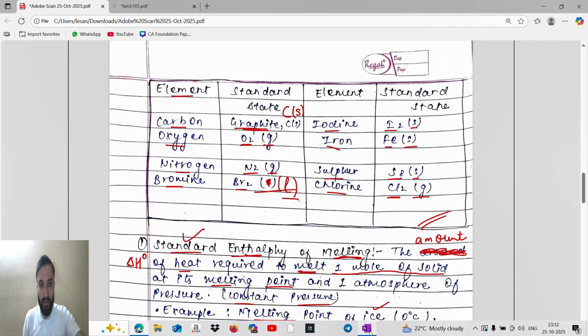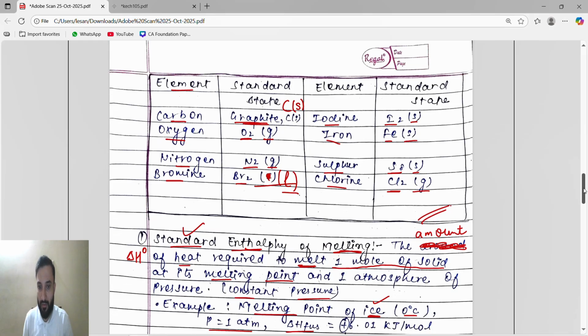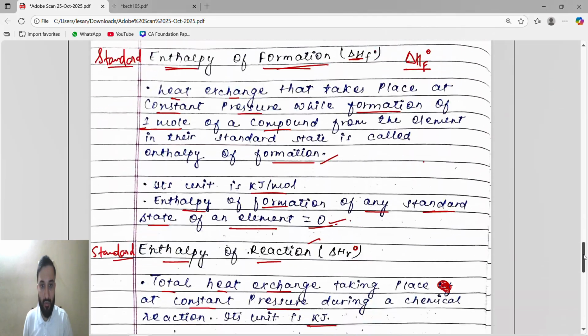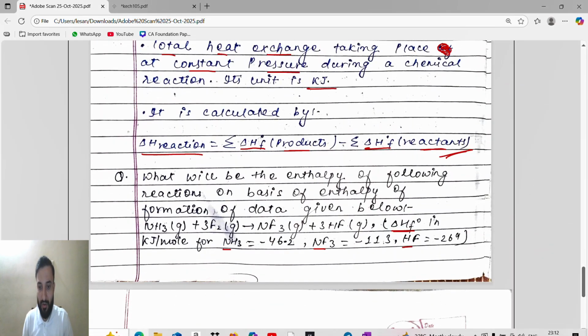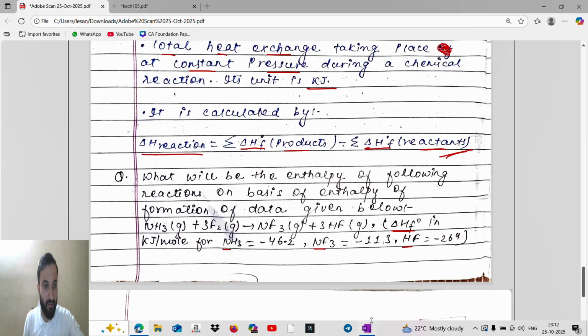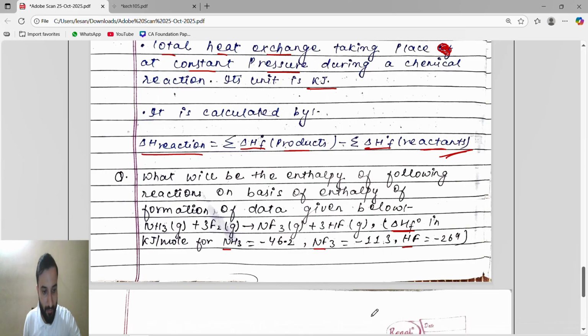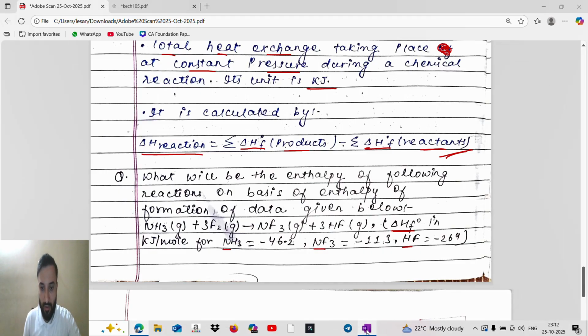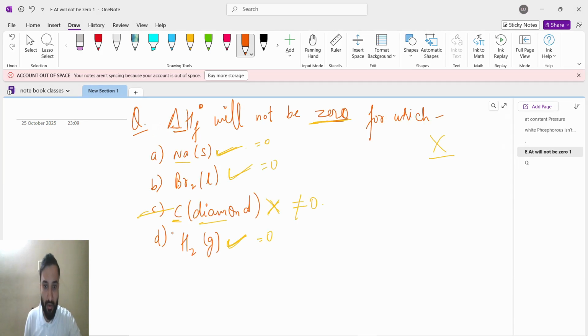Okay, after this, standard enthalpy of reaction, we'll solve these questions. The first number is done. So what you have to do, guys, you have to solve this, means write the question, and then write this slide. Write the question, then write the answer.